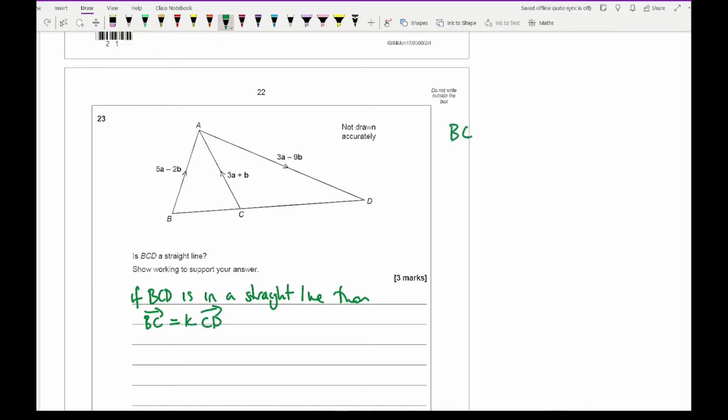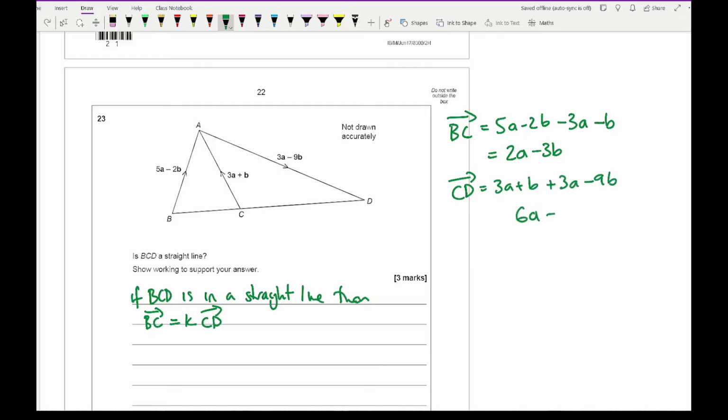So if I first work out what B to C is, I need to do 5A minus 2B minus 3A minus B. And simplifying all of that, I get 2A minus 3B. Then if I work out what C to D is, that's going to be 3A plus B plus 3A minus 9B. And simplifying all of it, I get 6A minus 8B. Now, is that a factor of that? Well, I need to multiply by 3, so the answer is no. BCD is not in a straight line.